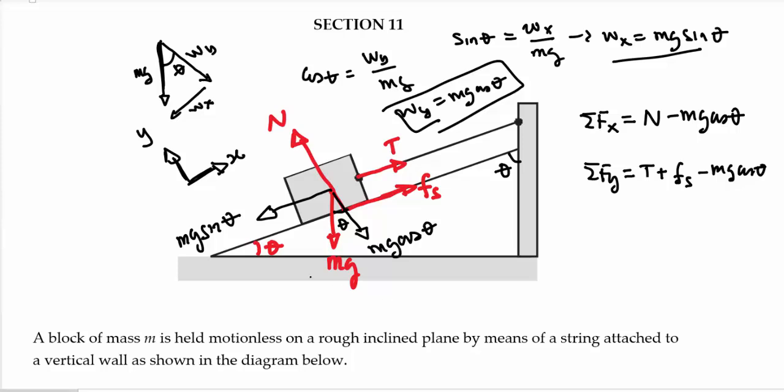And if in the test you instinctively write mg sine, I know that you were memorizing. I automatically docked you a lot of points. So that's fair. Everything else will be the same though. Yeah, everything else will be the same.